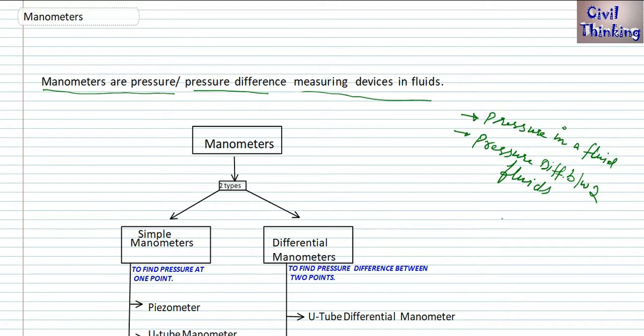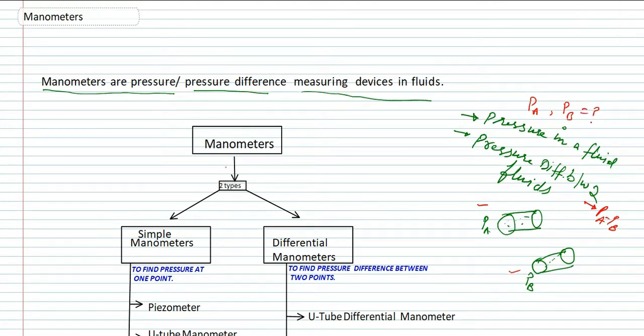Like you have a pipe here and you have another pipe here. Now these two have fluids in them. If the pressure is PA and the pressure is PB, you can find PA minus PB or PB minus PA, or you can just find the pressure at A, or you can also find the pressure at B with the help of manometers. That's the use of manometers. They are used to find the pressure or the pressure difference.